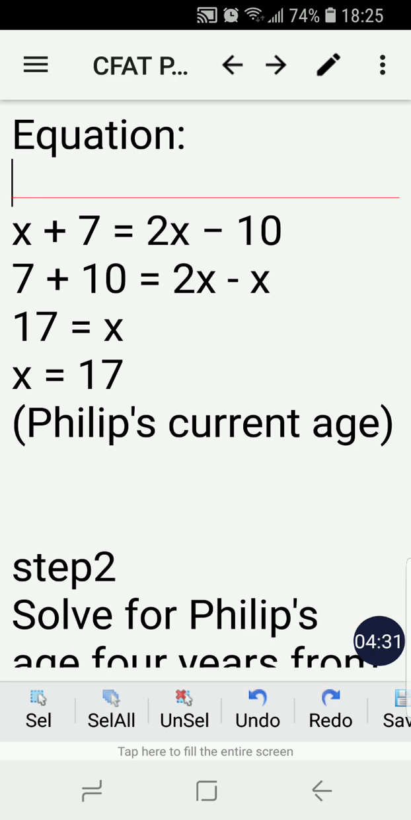Now that we have that equation, we will simplify. The minus 10, we move to the left, it becomes plus 10. The x on the left side, we move to the right side, it now becomes minus x. So then 7 plus 10 equals 17. 2x minus x equals x. So we have now x is equal to 17. This is Philip's current age.